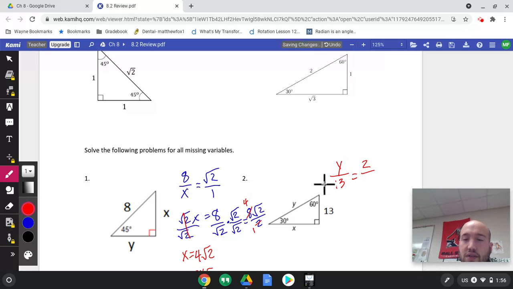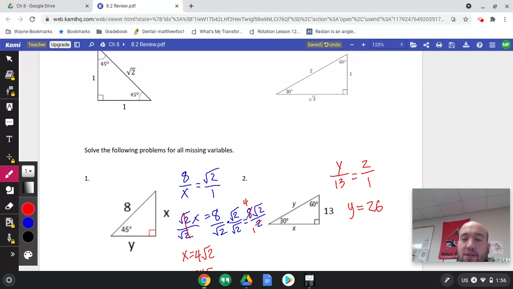Now, the 13 is across from the 30. So we go to the 30. Across from that is a 1. So I put the 1 on the bottom. We cross multiply. Y times 1 is y. 2 times 13 gives us 26.